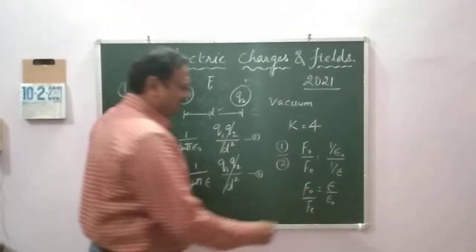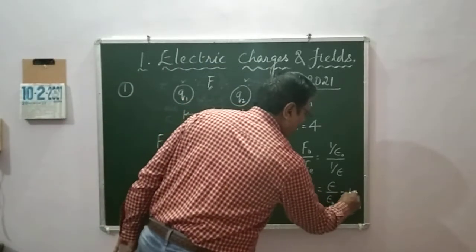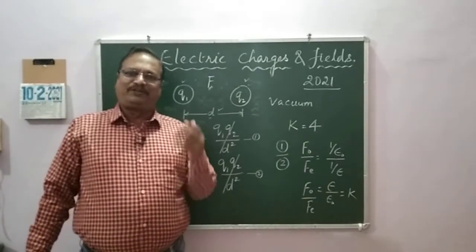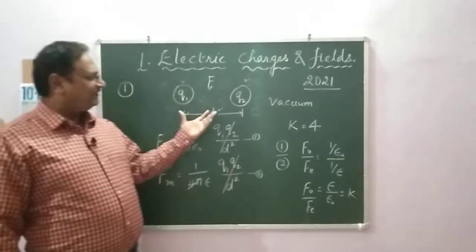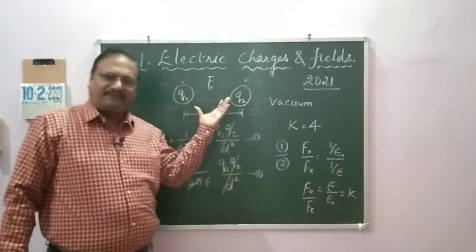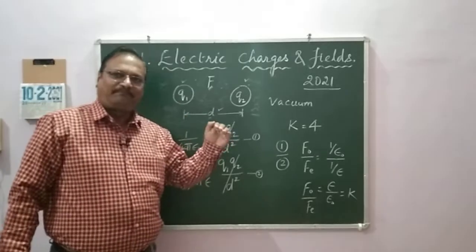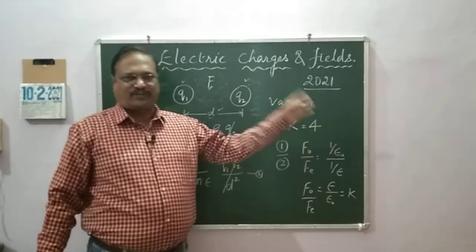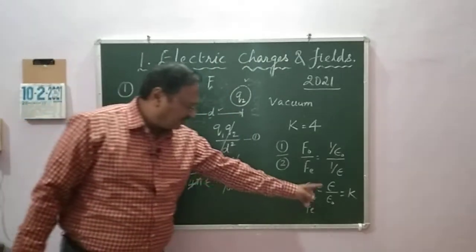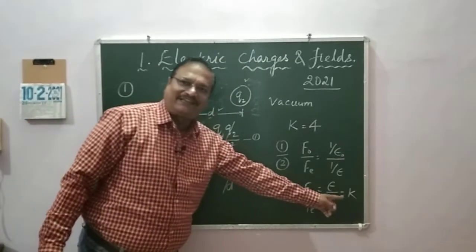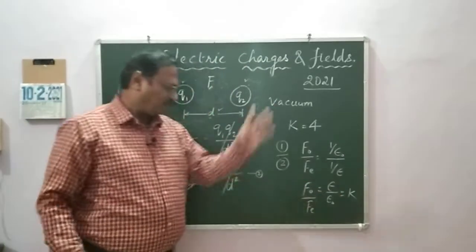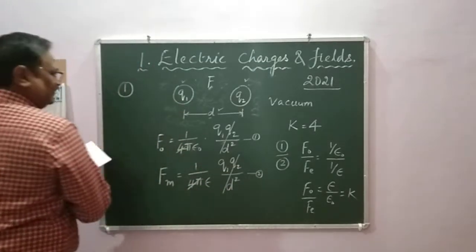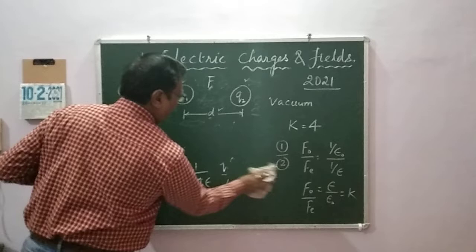What is that? That is called dielectric constant. Dielectric constant is the ratio between the permittivity in a particular medium with reference to the permittivity in vacuum or free space. So epsilon upon epsilon naught is K, and that is F0 upon Fe. Let me erase this part of it.